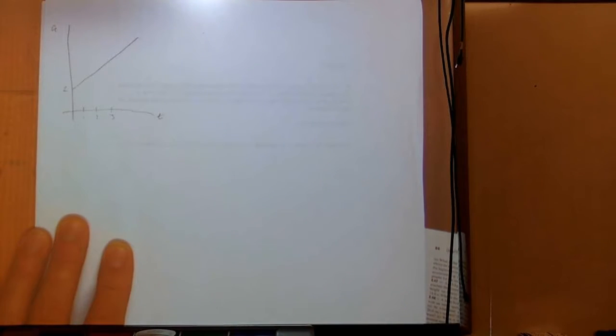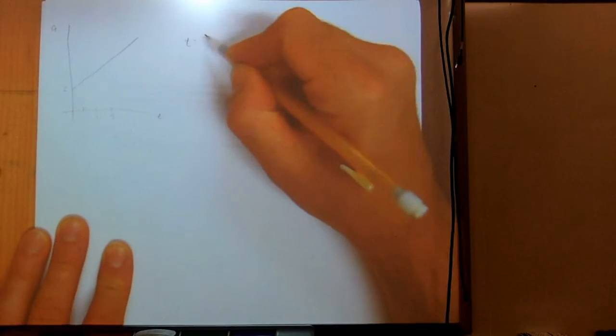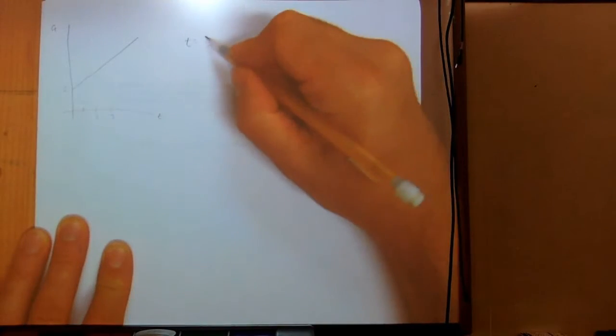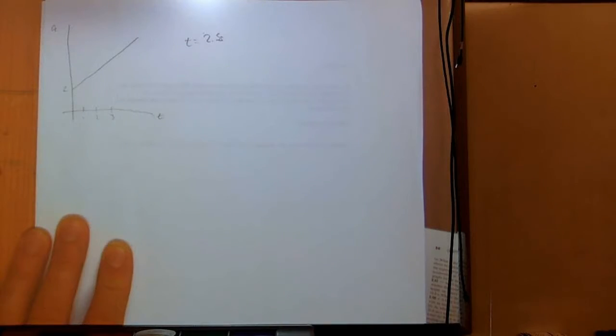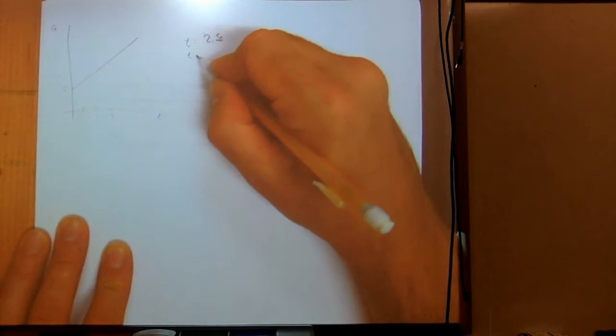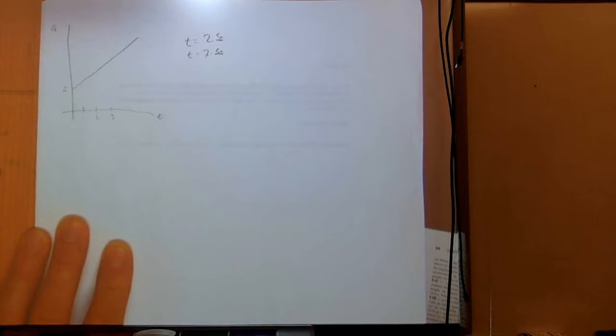Now the question has two parts, part A and part B. Part A is we want to find the stone's velocity at two different times. Time equals 2.5 seconds, and a time of 7.5 seconds. And then part B is sketching the graph that goes along with it, sketching a velocity versus time graph.